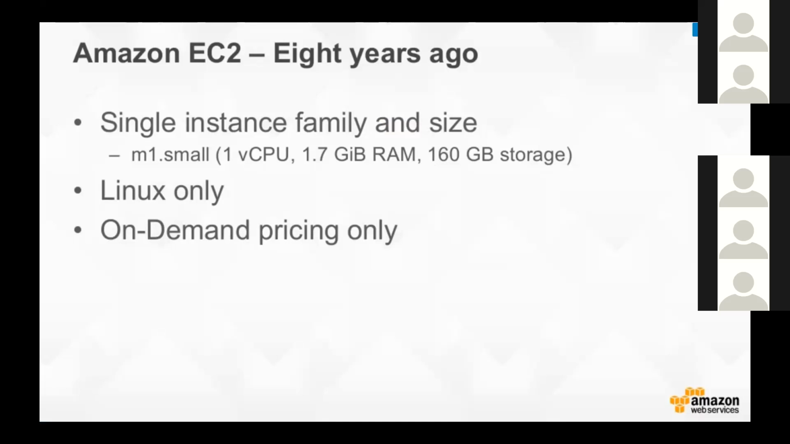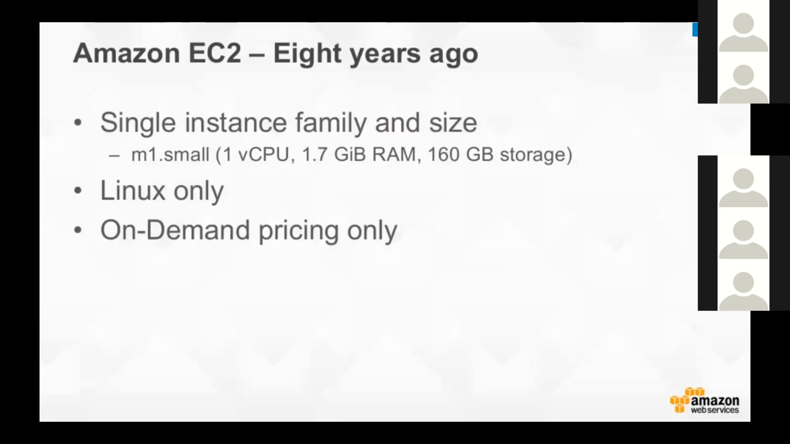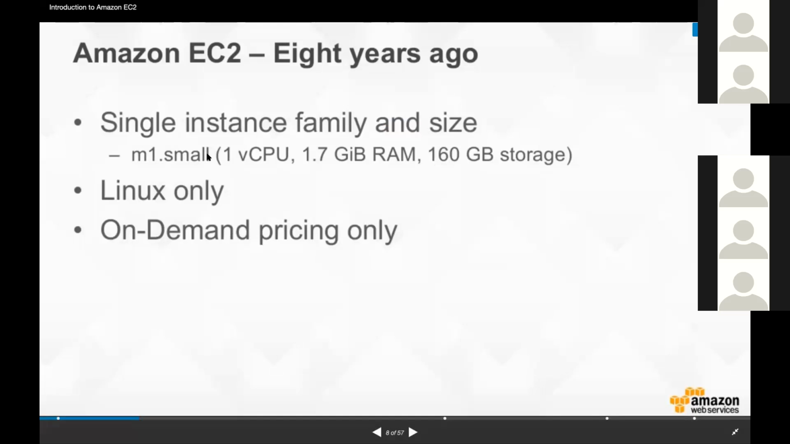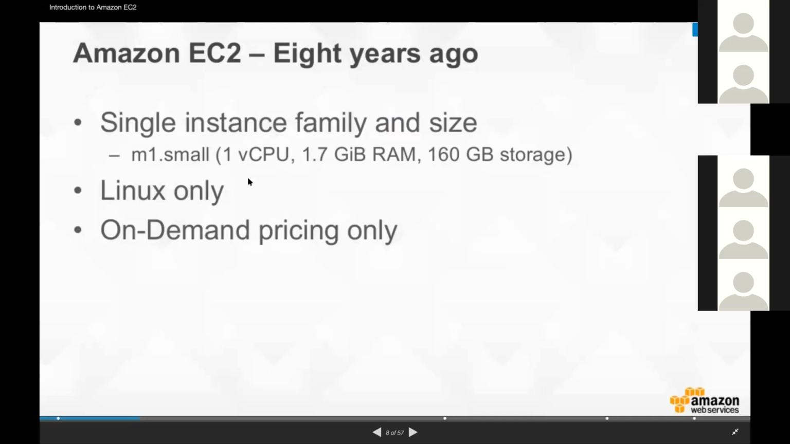In fact, this is a slightly dated slide. The first EC2 came up in 2007, more than about 13 years ago. Initially, it came up with only a single instance family and size, with only one CPU, 1.7 GB RAM, and all that. But now EC2 is a sophisticated service, my friends.